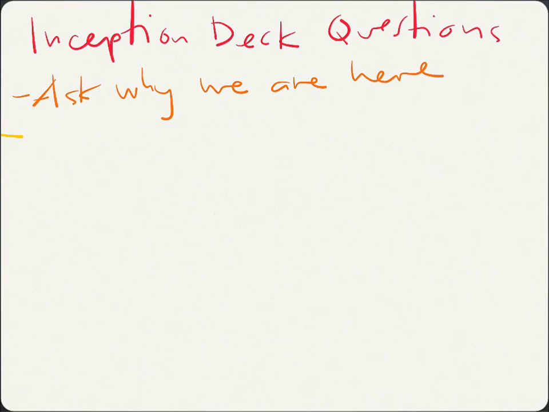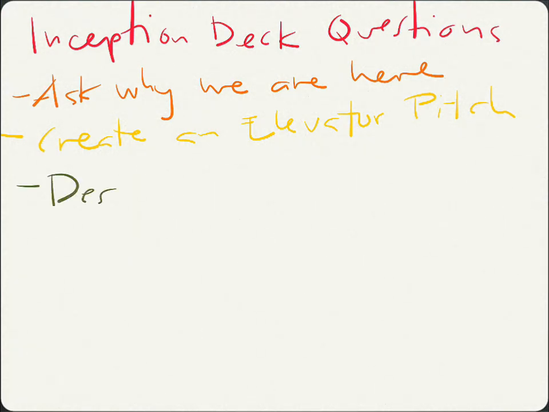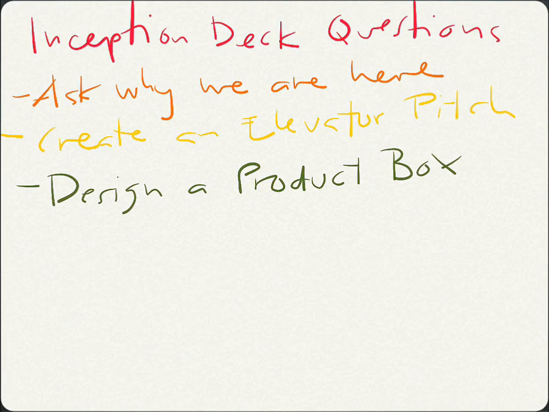Second important question is to create an elevator pitch that will help you visualize the scope and the objectives of the project. Third important idea is to immediately design a product box in which you will include the name of the project, the basic visual image and a slogan, and three of the features that you consider important.